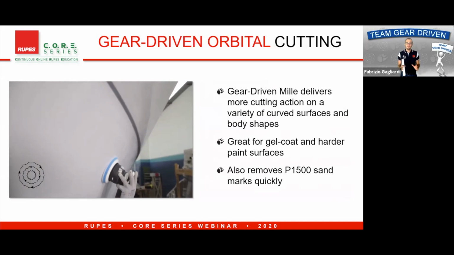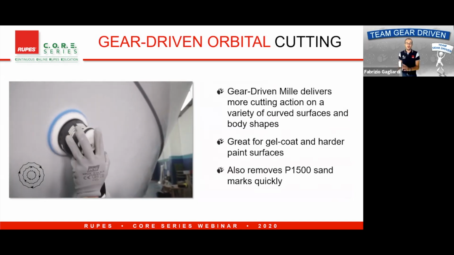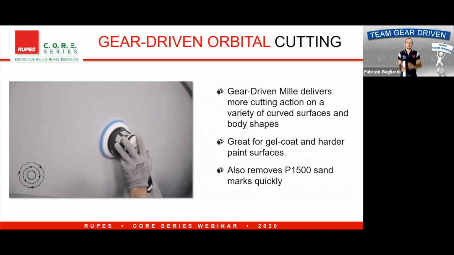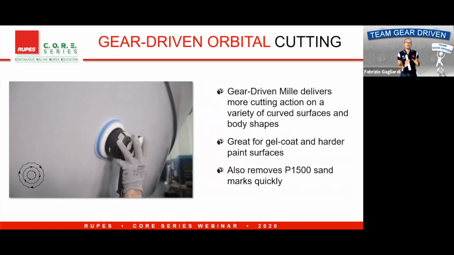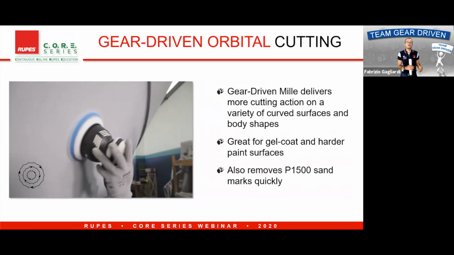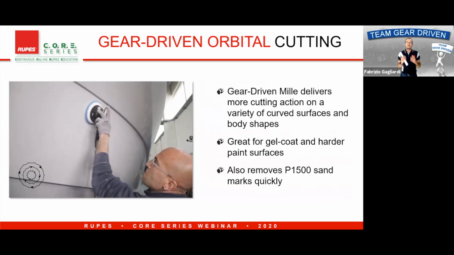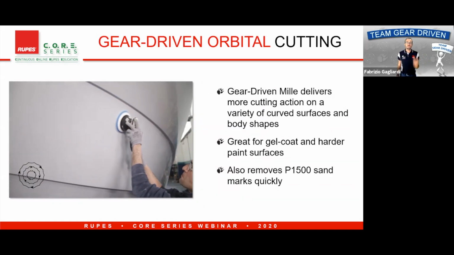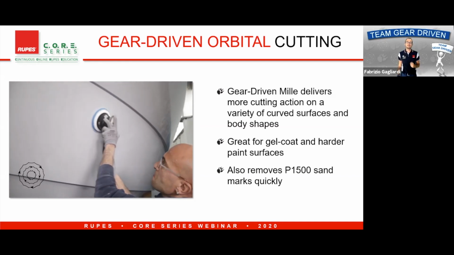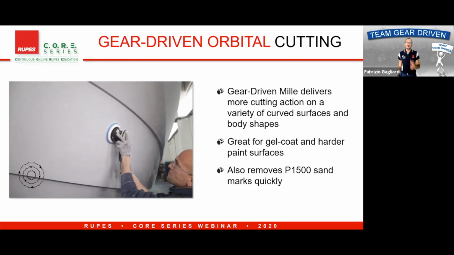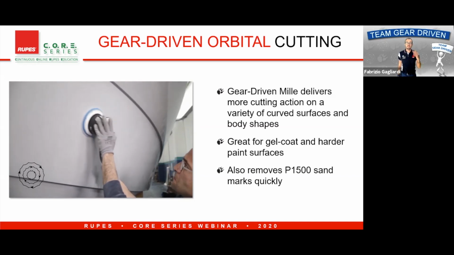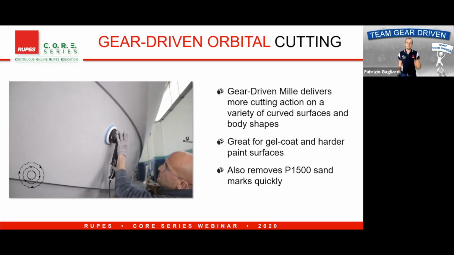We have 2 movements, we have a rotation, we have orbit. They always happen together. And the rotation, which is the same we find in a rotary tool, is able to remove the defects. But these 2 movements, they always happen, no matter what's the shape of the panel, no matter what's the technique you're using. We always have rotation and orbit happening together.